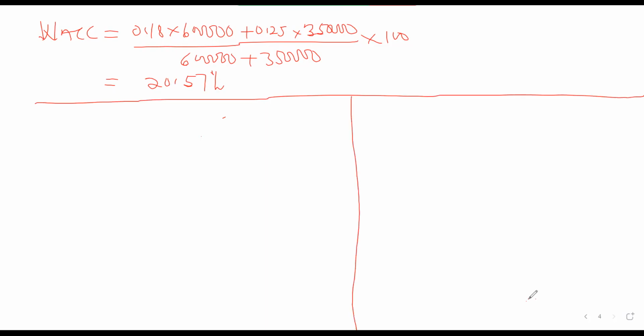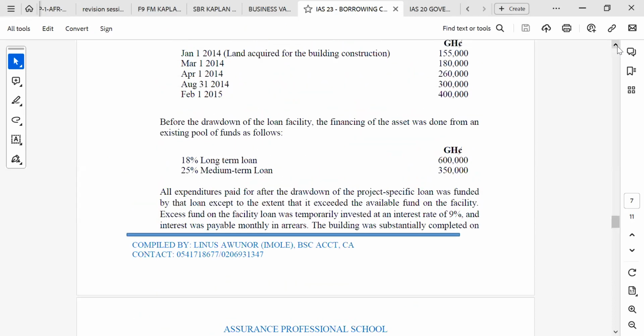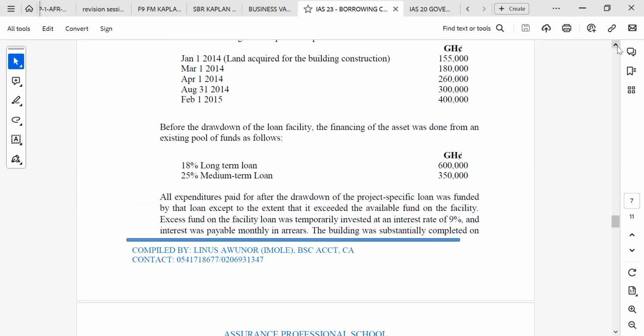Okay, so let's come to the borrowing cost relating to general borrowing, and the specific borrowing. For the general borrowing, we are going to have January to December. That will be the first amount that we have made. So let's come to the first transfer. The first transfer was made on January 2014. That is the beginning of the year.